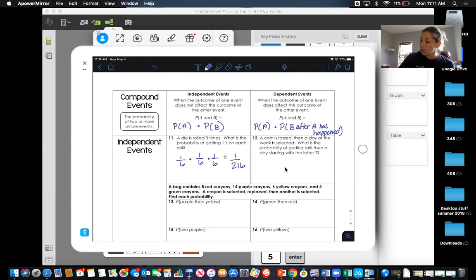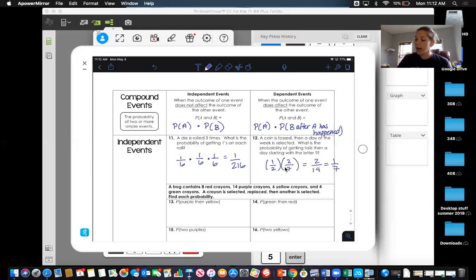Well, my coin toss, getting a tail, is 1 out of 2. And then my next one, picking a day that starts with the letter T, we've got Tuesday and Thursday. So I have 2 choices out of the 7 days of the week. So I would get 2 out of 14, which ends up giving me a probability of 1 out of 7.